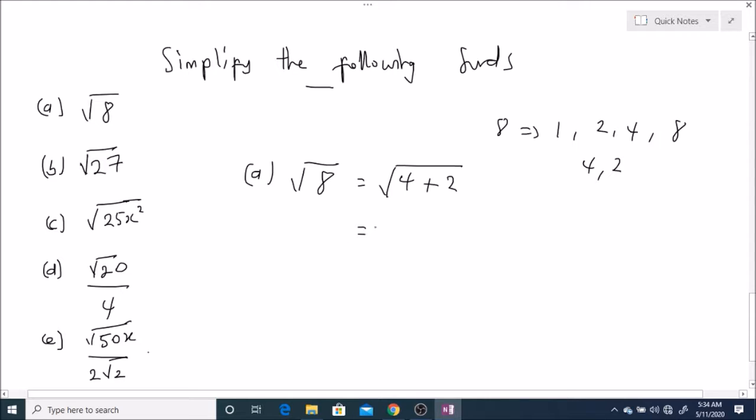Then we make use of the product rule for surds. Don't forget that the product rule for surds says that root of AB is the same as root of A times root of B. So we can write root of 4 times 2 as root of 4 times root of 2. And we all know that root of 4 is the same as 2. So root of 4 is 2, times root of 2, which gives us 2 root 2.